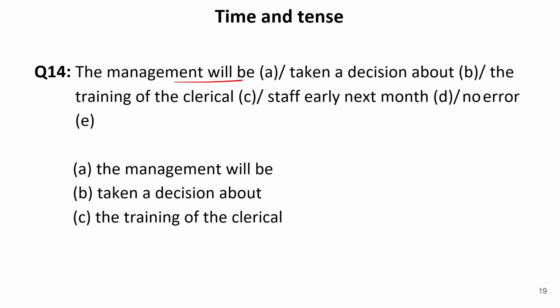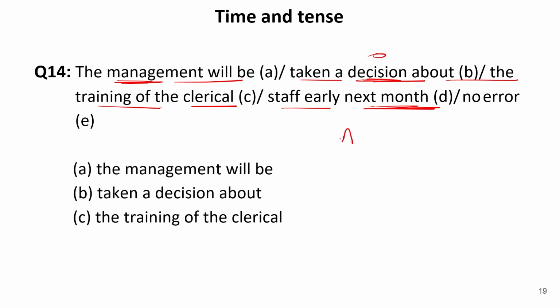The management will be taken a decision about the training of the clerical staff early next month. Now, next month shows the future tense. Now, the management will be taken. One first thing, if it is written "will be taken", this is passive voice. It means the management will be taken by somebody. No, in fact, the management will be taken a decision. So, decision is an object. Therefore, passive structure is not required.